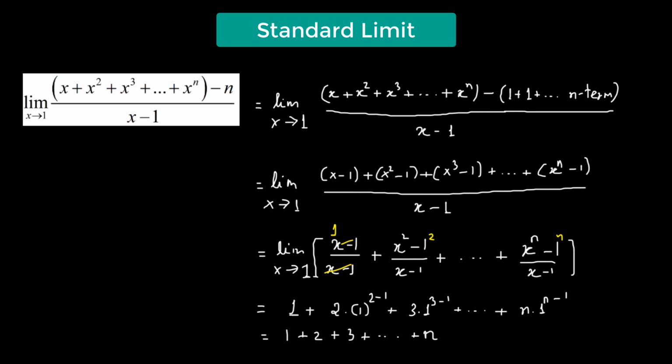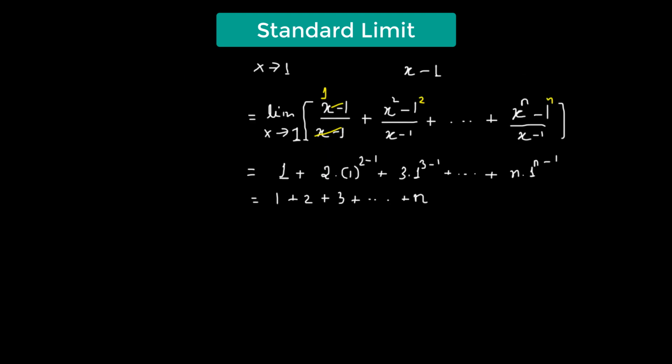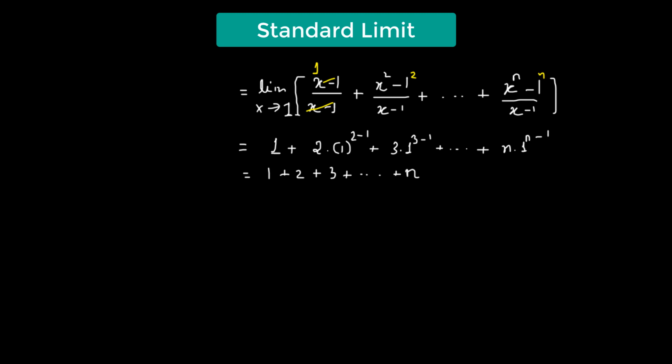So this is an AP series, AP in the sense this is an arithmetic progression. So we were summing the natural numbers up to n. So that means the sum value will be n times n plus 1 over 2. So this is going to be the final value or the limiting value of the given function when x approaches 1.